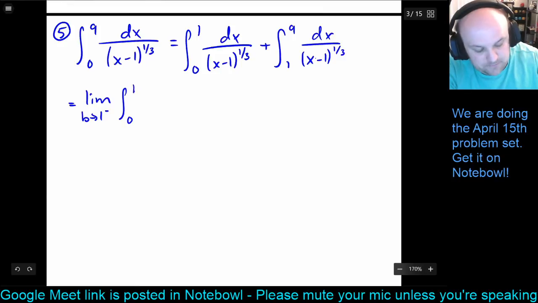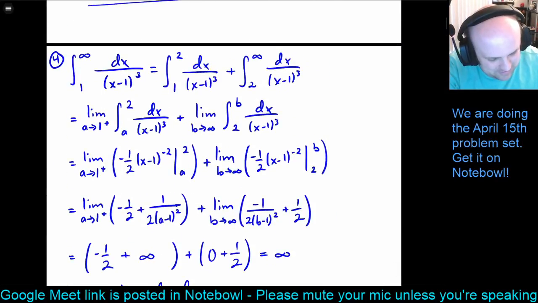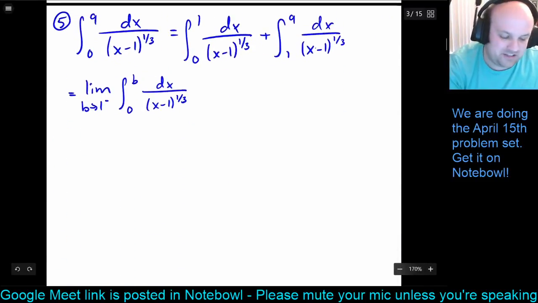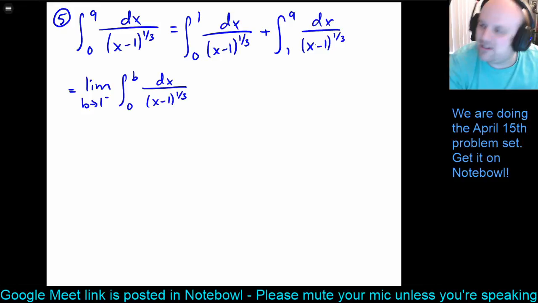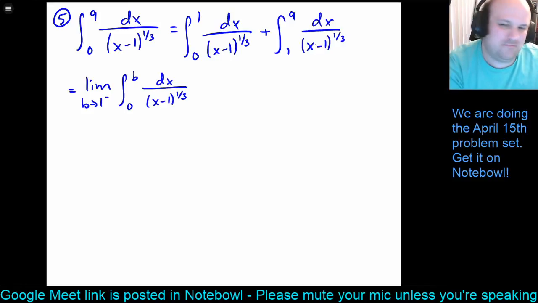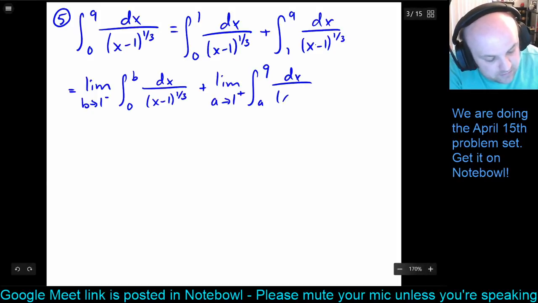Right, and this is from 0 to b of dx over x minus 1 to the 1/3. Oh, we already did the same one, didn't we? Oh, that was to the 3rd. Wow, I unintentionally picked a lot of similar problems. All of these are like to the 1/3 or to the 3rd. Sorry about that. But the process is similar anyway. So plus the limit as a approaches 1 from the right of the integral from a to 9 of dx over x minus 1 to the 1/3.